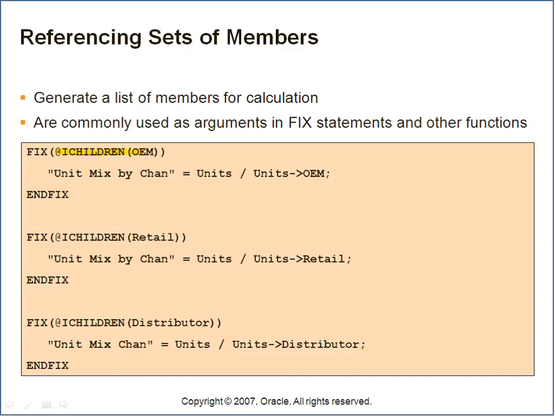So you fix the children of OEM, then calculate unit mix by channel for OEM as units divided by units for OEM. Same way you fix the retail, and calculate the units mix by channel for retail as units divided by units at retail. Okay. So you can do that for all the categories. Like for distributor, again you can use the units at distributor.